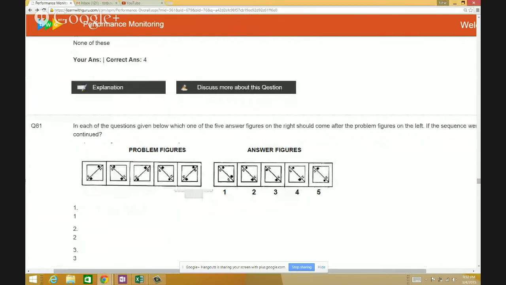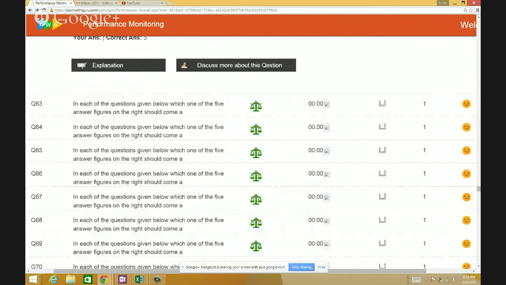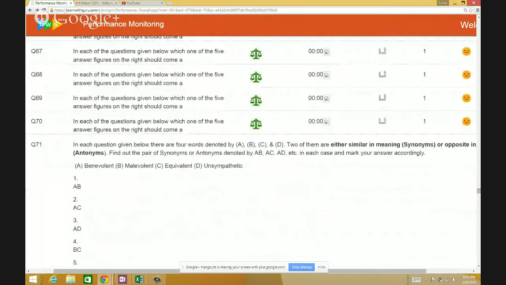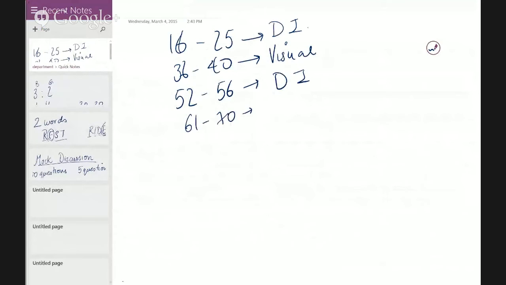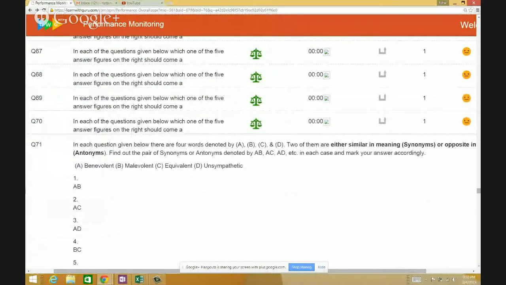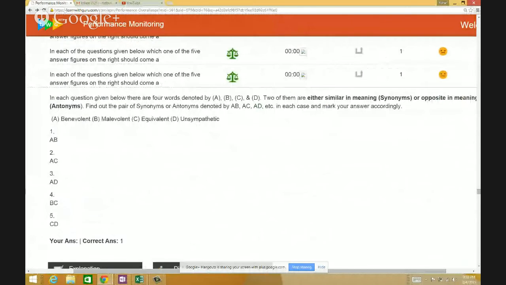So it's that easy. Okay, so I'll leave the visual reasoning aside for a while. Each of these figures is 61 to 70. So I'll make a note of that. 61 to 70 is visual reasoning. I'm not going to touch it right now. Okay, so halfway down the paper, almost, we're at 70. Two of them either similar meaning or opposite meaning, mark them. So two should be similar or opposite.